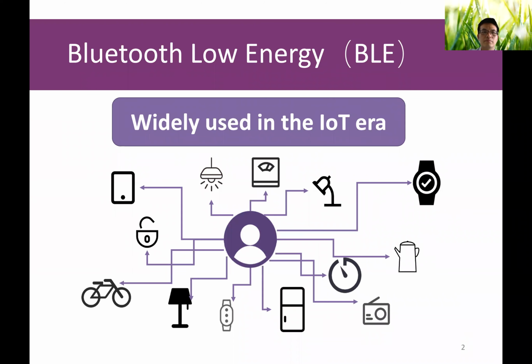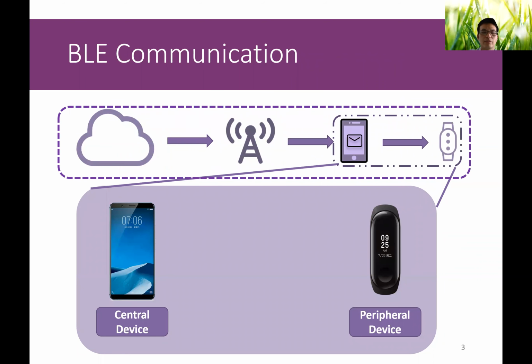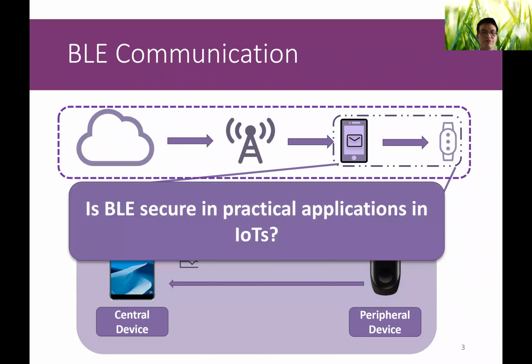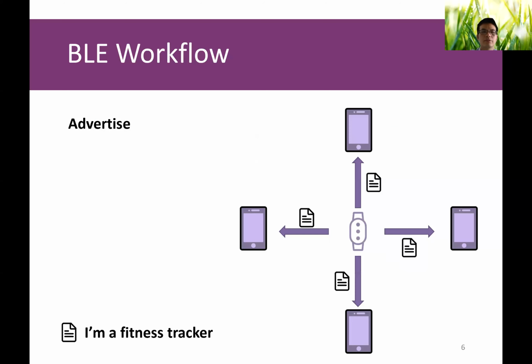We all know that Bluetooth Low Energy has been widely used in the IoT era as one of the most important communication protocols. It can be used for information exchange between two devices. It also extends the network to more and more peripheral devices, so its security is of great importance in today's network. In this paper, we investigate: is BLE secure enough in practical applications in IoTs?